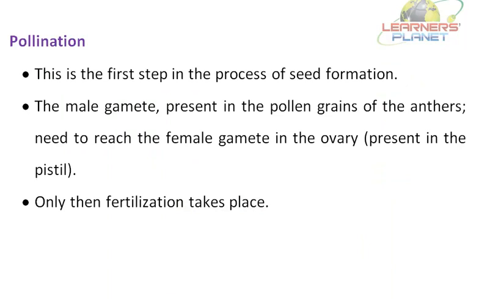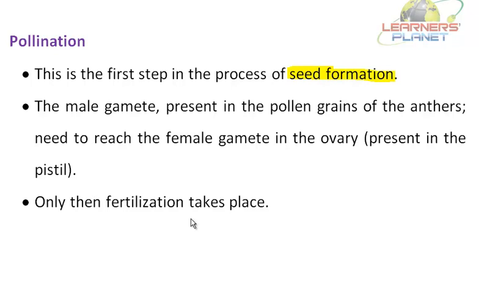Yes students, pollination is the first step in the process of seed formation. So remember, this is a very important point. Pollination is the first step in the process of seed formation. Now here the male gamete present in the pollen grains of the anthers needs to reach the female gamete in the ovary, which is present in the pistil. Only then fertilization takes place.